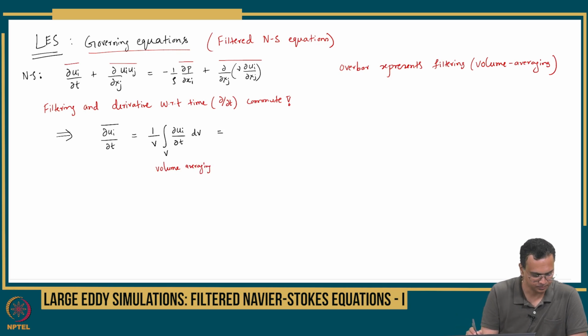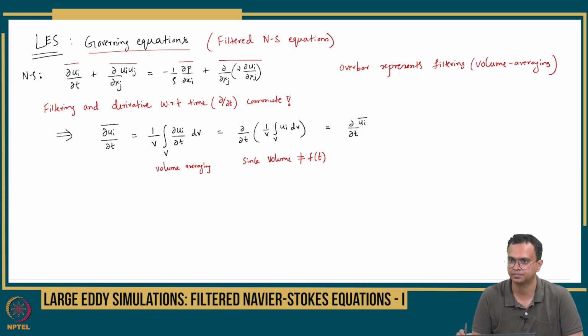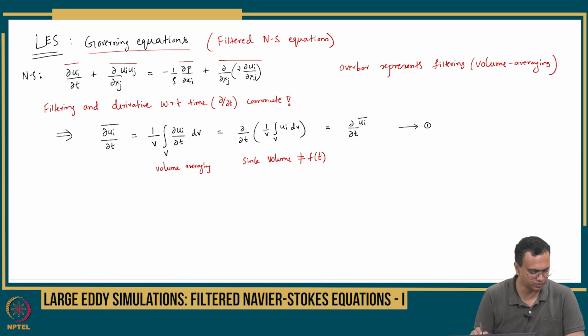Now I can take the time derivative outside: dou by dou t of 1 by V integral over V of ui dV. That's because the volume is not a function of time. So this is nothing but dou by dou t of ui bar, the filtered velocity. Okay, this is good so far. The temporal derivative part was fine, but the spatial derivative will create a problem.